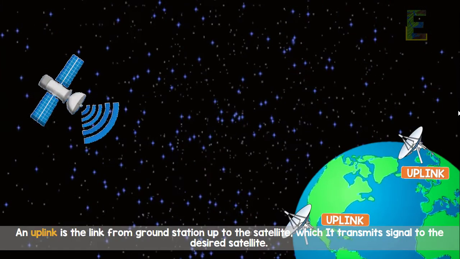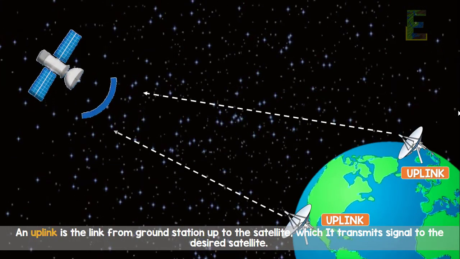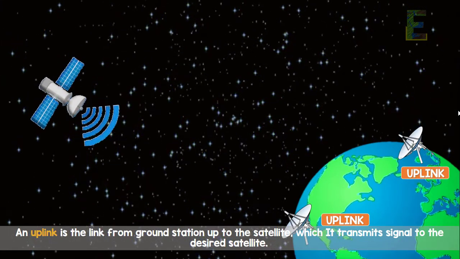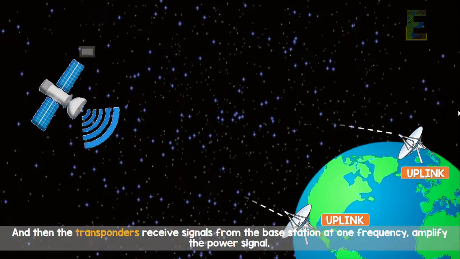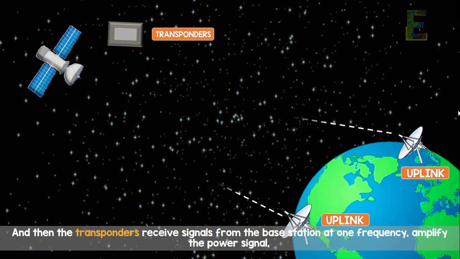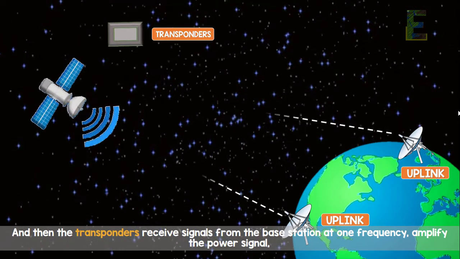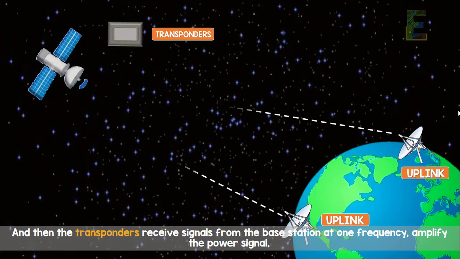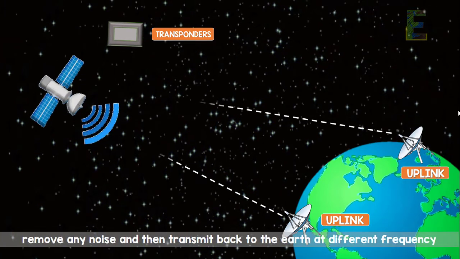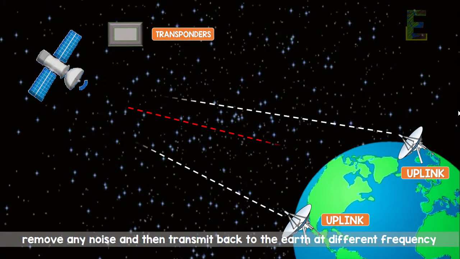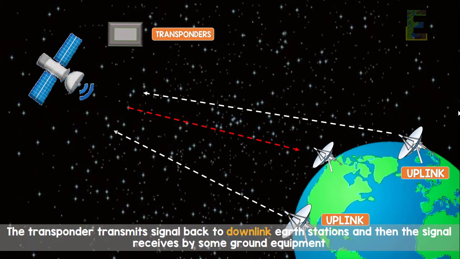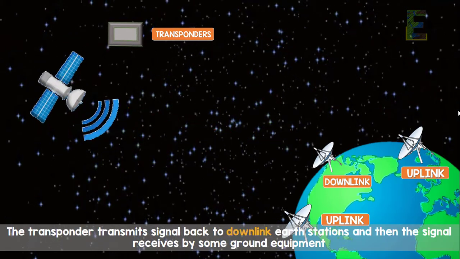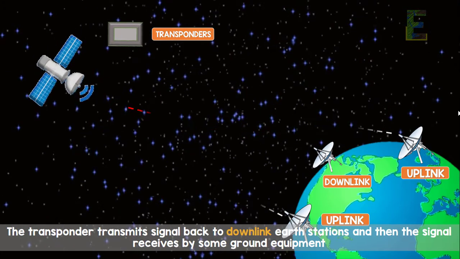An uplink is the link from the ground station up to the satellite, which transmits signal to the desired satellite. And then the transponder receives signals from the base station at one frequency, amplifies the power of the signal, removes any noise, and then transmits back to the Earth at a different frequency. The transponder transmits the signal back to downlink Earth stations, and then the signal is received by some ground equipment.